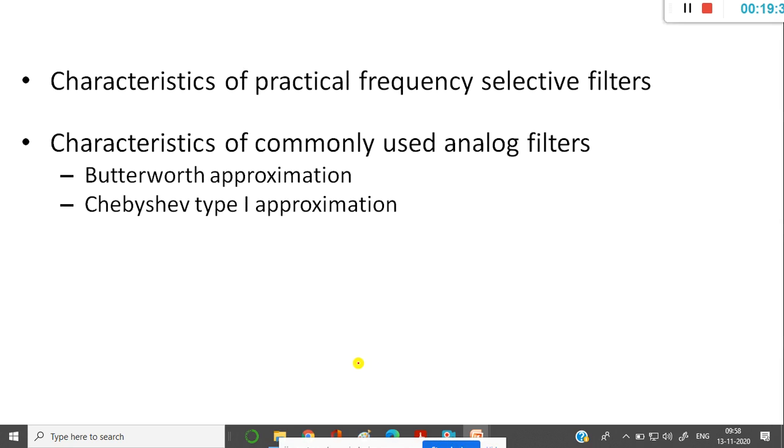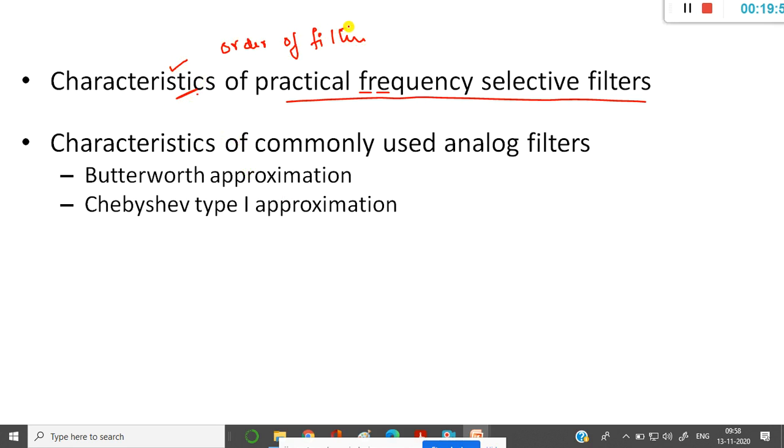Another important study moving further is practical frequency selective filters. We try to design the filters in such a way that it is based upon the characteristics, which I'll tell you about. Usually we talk about the order of the filter here. When I say that, I'll talk about what the order of a filter is in a later case.